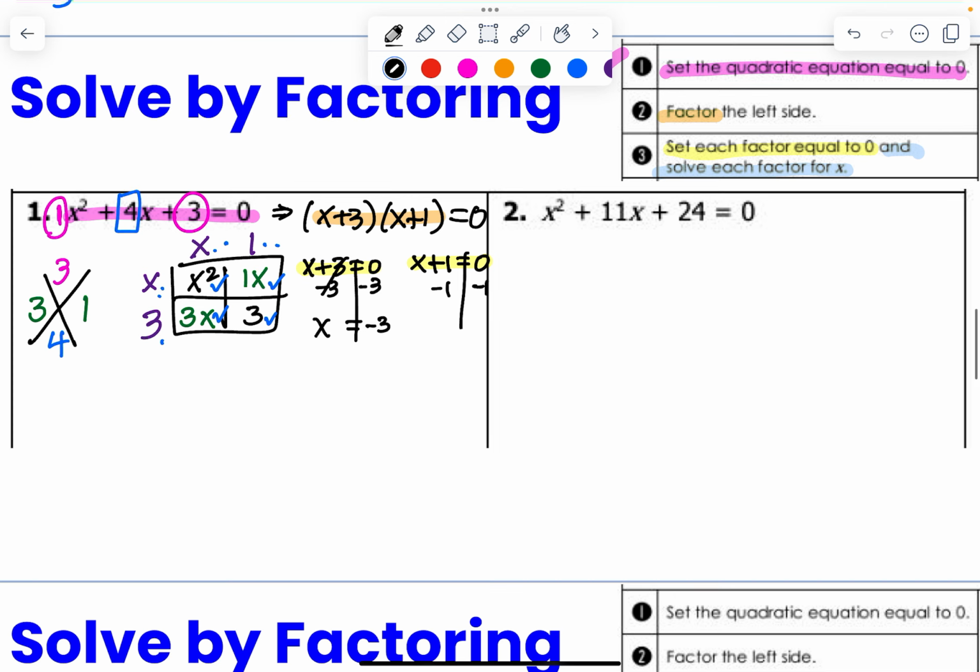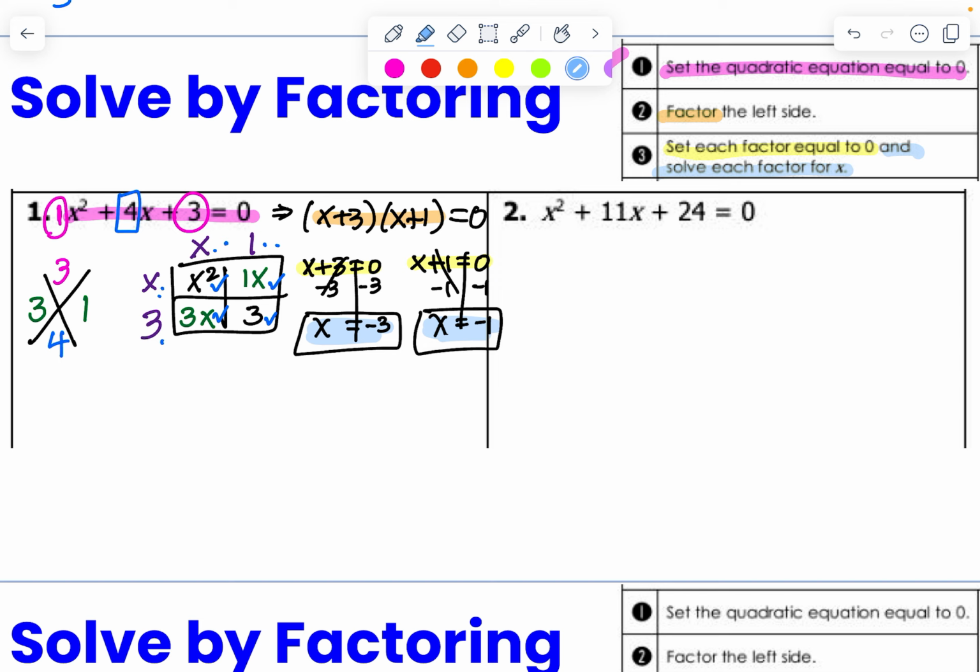Subtract 1 on both sides. I want x alone. I get x equals negative 1 for my 2 solutions. I solved each piece for x. Now, something I haven't brought up so far is the reason why we set each piece equal to 0, step 3 in yellow.